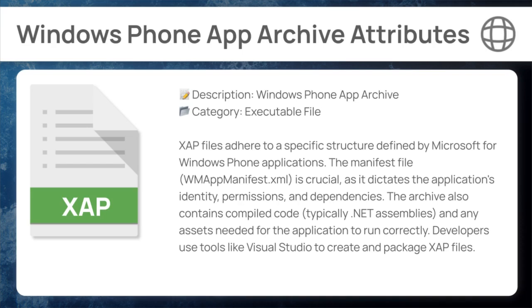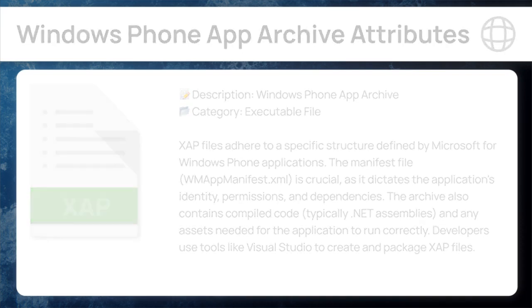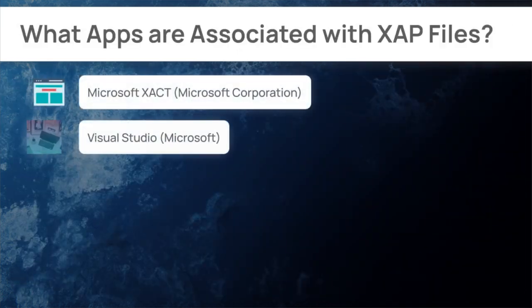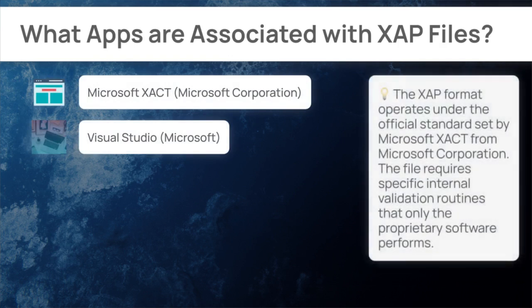Developers use tools like Visual Studio to create and package XAP files. The specific reading module for XAP files is provided by Microsoft XACT from Microsoft Corporation. The file's embedded objects and layers require specialized software for full access. Windows cannot reveal code execution paths, so users must rely on trusted programs to inspect it.